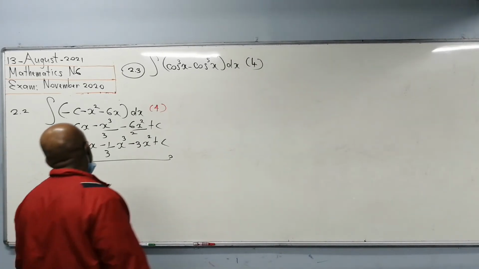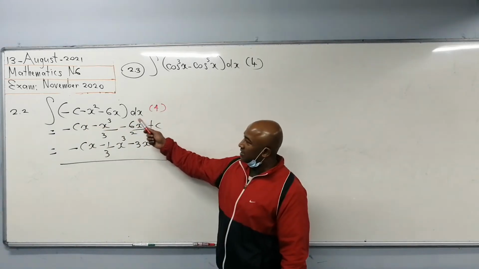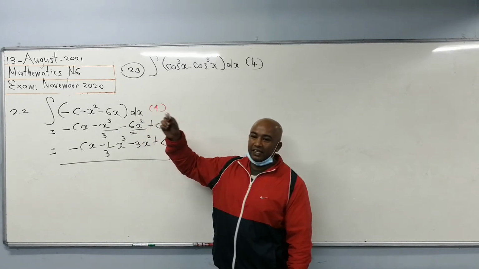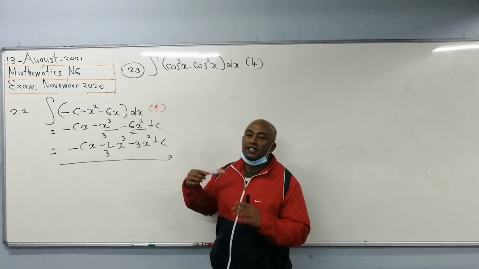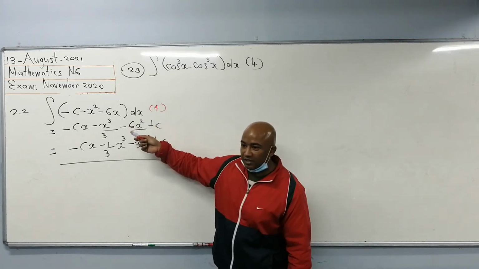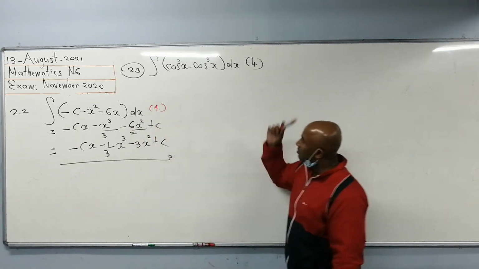Alright, so remember that in the exam paper there was no square root. In the exam memo there was a square root, there was an error. This is the correct answer according to this question. Right. Now let's move to the next one.